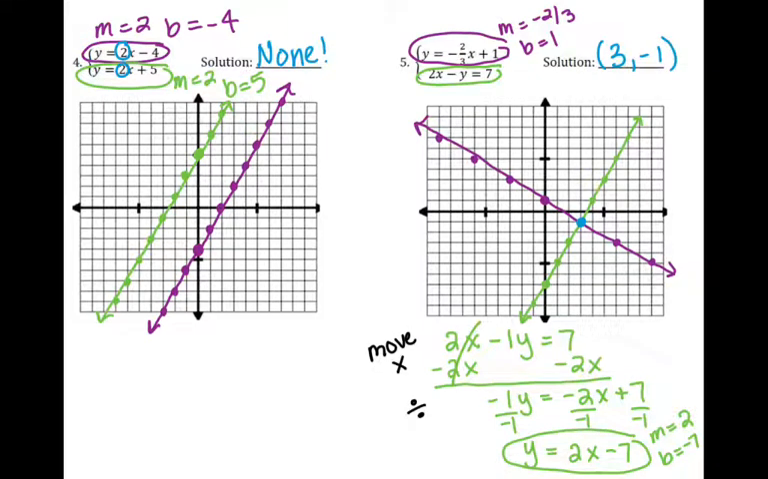So again, for this particular question, I did have to get that second equation into slope-intercept form, but that was a 2-step process that we did down here with moving the x followed by dividing by whatever number was in front of the y.